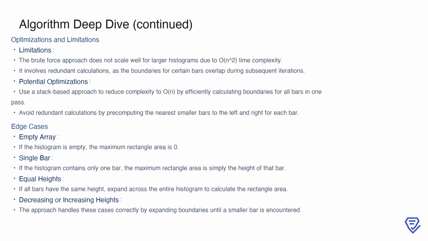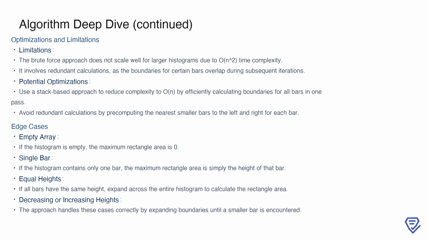Its O(n²) time complexity makes it impractical for larger histograms, and it involves redundant calculations, as many boundary expansions overlap across iterations. To optimize this, a stack-based approach can be used to reduce the complexity to O(n). This method efficiently calculates boundaries for all bars in a single pass and avoids redundant computations by pre-computing the nearest smaller bars on the left and right for each bar.